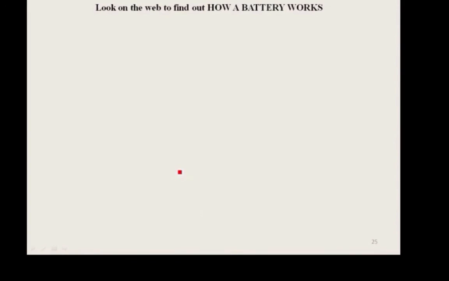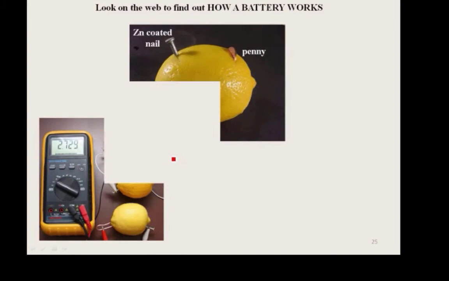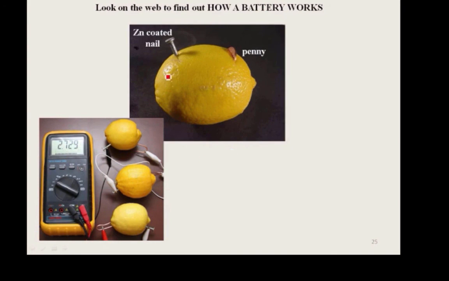I'd like you to look on the web to find out how a battery works. I'd like you to look at the chemistry of this. Just to remind you that there's all kinds of batteries. Don't forget the lemon battery. You take a zinc-coated nail and a penny, so you've got copper and you have zinc, and you stuff them into the lemon, and you'll see a potential difference across here because of the chemistry that's occurring between the surfaces of these two objects. And believe me, these things will be destroyed eventually because of that process. Here's a 3-lemon battery, and you can see here it's giving out 2.7 volts. So you can light little light bulbs with that.